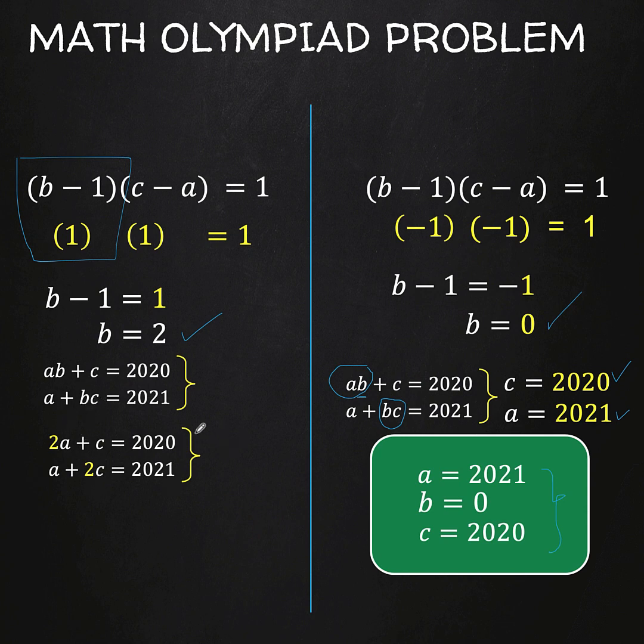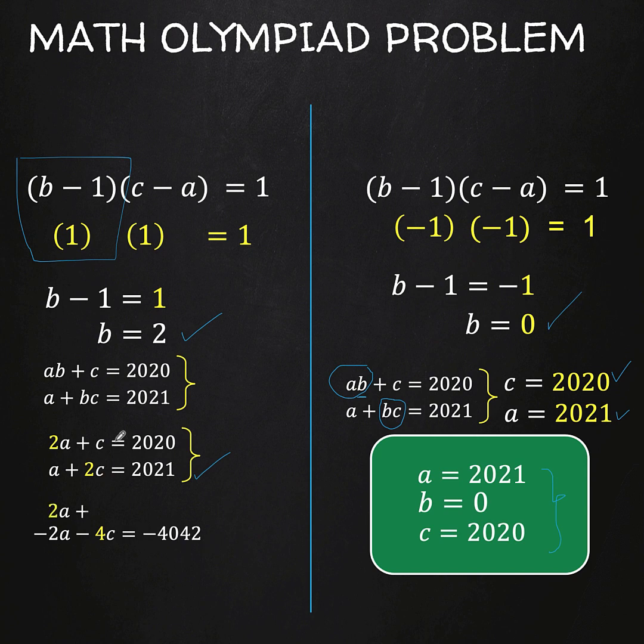Now we can solve this as a system of equations through elimination. We are going to multiply the second equation by negative 2. So here is the result. This a times negative 2 becomes negative 2a. This 2c times negative 2 becomes negative 4c. This 2021 times negative 2 becomes negative 4042.